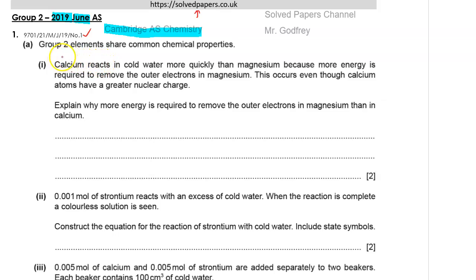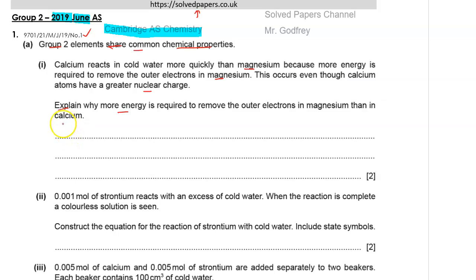Number 1. Group 2 elements share common chemical properties. Part 1, calcium reacts in cold water more quickly than magnesium because more energy is required to remove the outer electrons in magnesium. This occurs even though calcium atoms have a greater nuclear charge. Explain why more energy is required to remove the outer electrons in magnesium than in calcium.